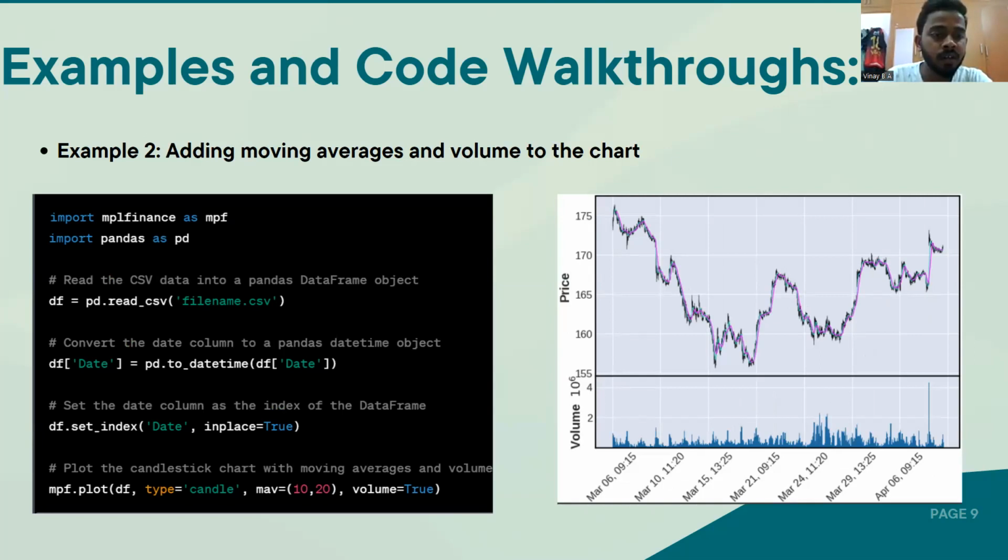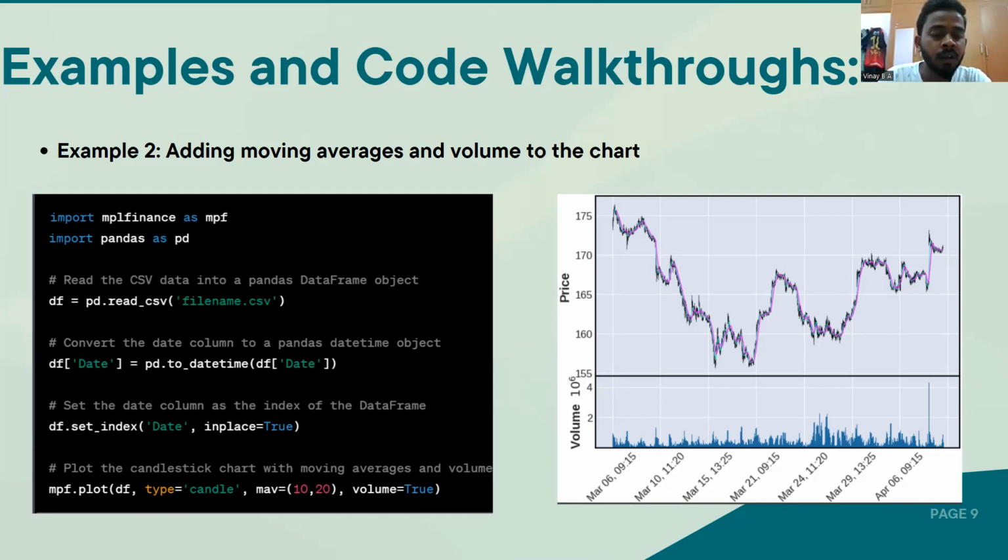Like df is equal to data, it converts the data column to the pandas datetime object and sets the date column as the index value. It will divide the prices and value. Then plot the candlestick chart with the moving average and value.